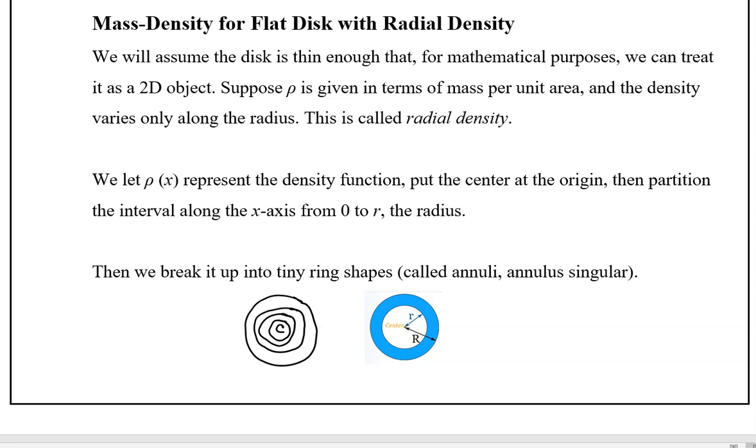If we give the density in terms of mass per unit area, something with radial density has density that varies only along the radius. In other words, as we move out along the radius, it either gets less dense or it gets more dense. When we're looking at these, we can think about different metals as having different densities. This might be something that was created in rings coming out from the center, where each ring is composed of a different metal.